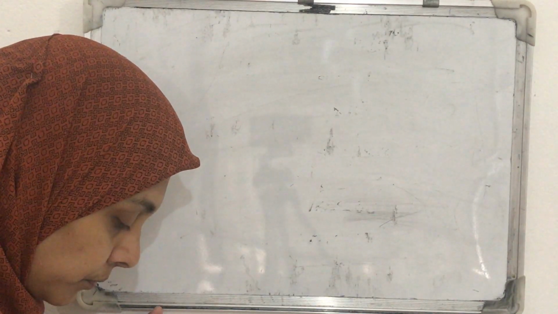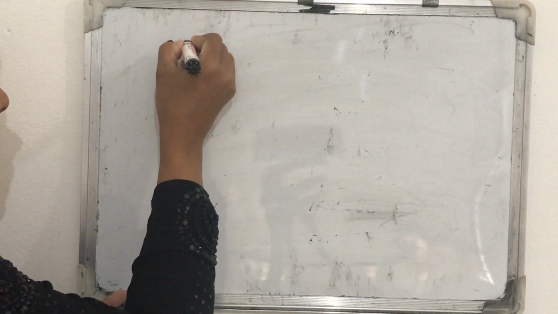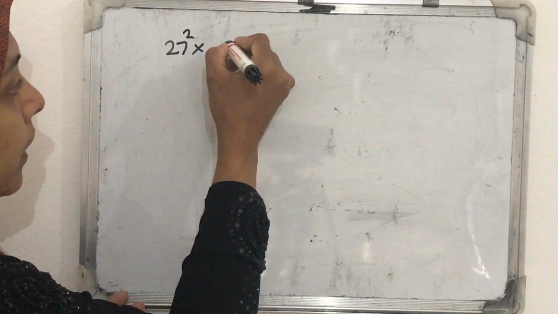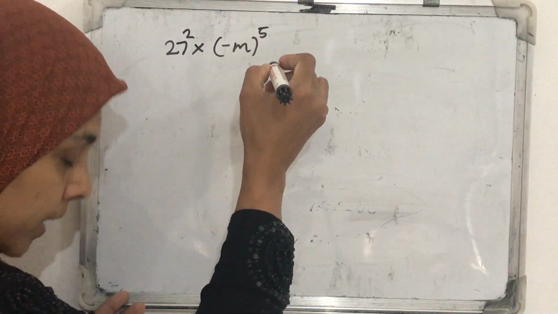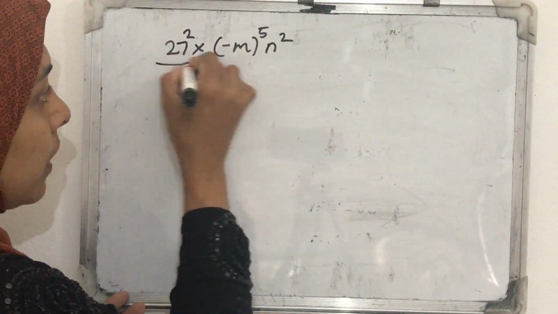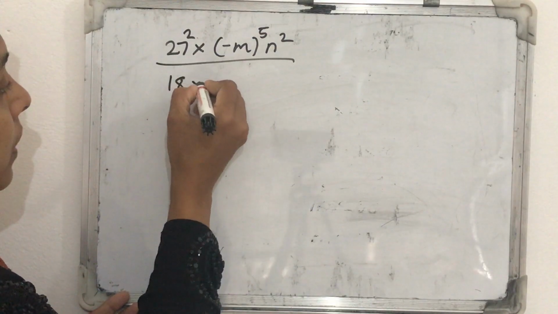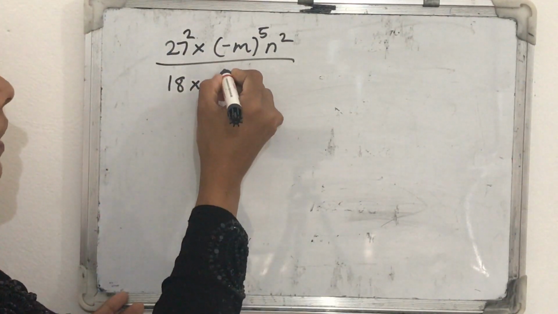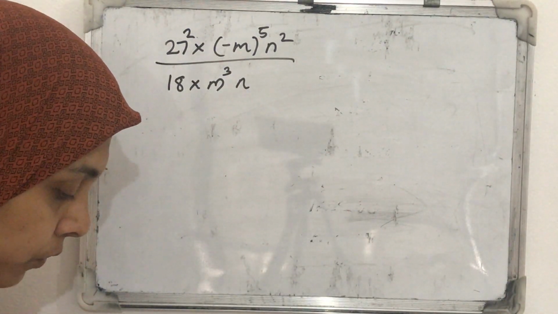Then see the question: 27 square into minus m raised to 5 n square divided by 18 into m cube n. Okay, that question we can do.